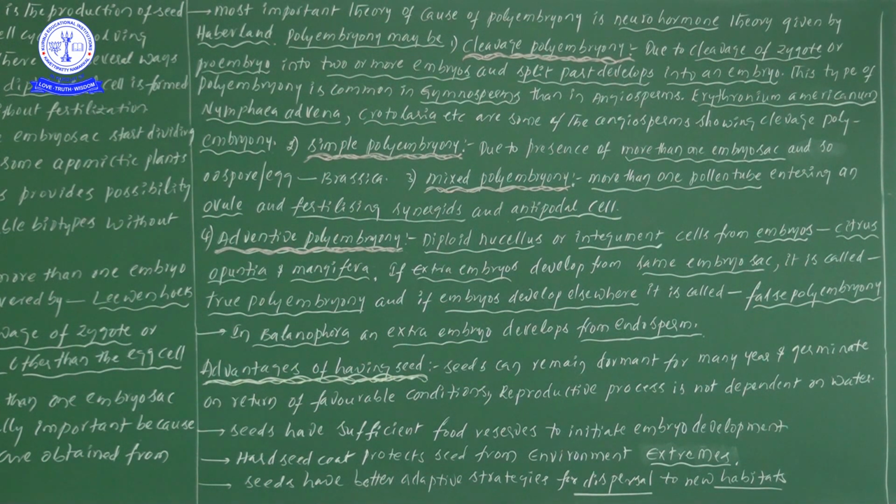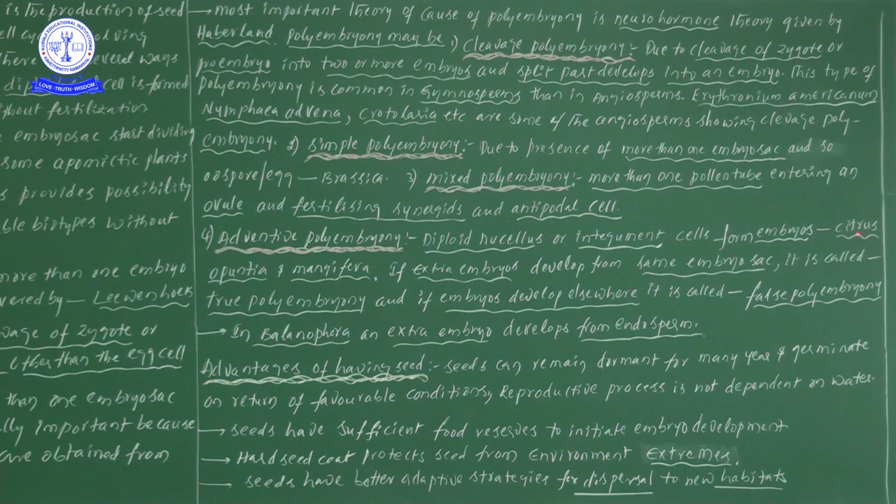The main important point here is that in adventive polyembryony, diploid nucellus or integuments form embryos. If embryos are formed from the integuments or diploid nucellus, we take that polyembryonic condition as adventive polyembryony. We observe this in citrus, Opuntia and mango, Mangifera indica. So in adventive embryony, the nucellus as well as the integuments are involved in the development of the embryo. Up to Mangifera indica, these are the different types of polyembryony.